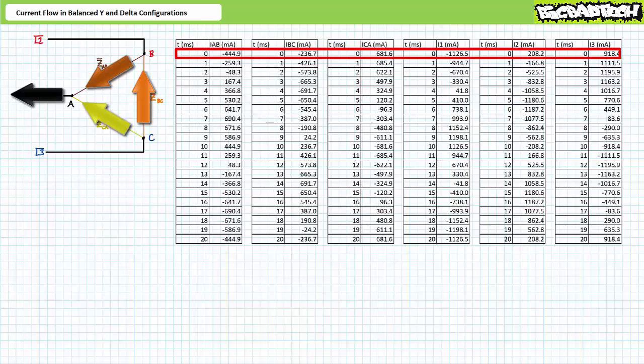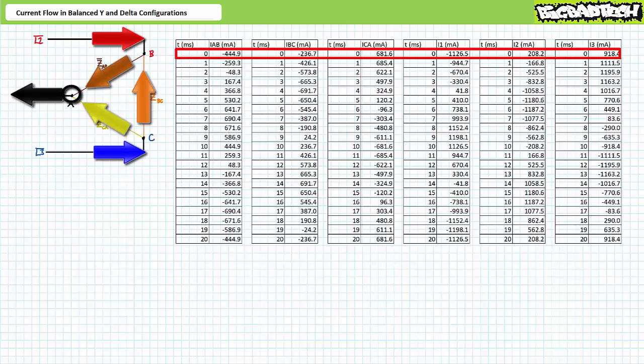Similarly, at t equals 0 milliseconds, negative 1,126.5 milliamperes of current enters node A, where the negative sign really means positive 1,126.5 milliamperes of current actually leaves node A. Positive 208.2 milliamperes of current enters node B, and 918.4 milliamperes of current enters node C.